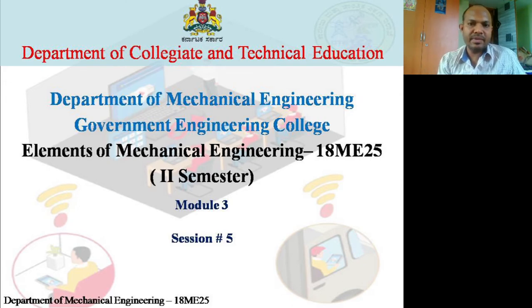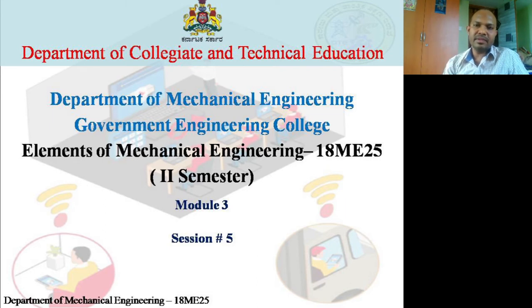Continuously, in the previous successive sessions from the first session to the fourth session of the third module, we have discussed the IC engines and their classifications, what these IC engines are and the different types of IC engines. We have also discussed the two-stroke petrol engine and the four-stroke petrol engine, and then the principle of working of a four-stroke diesel engine also. And all these engines work in their own way with their principle of working.